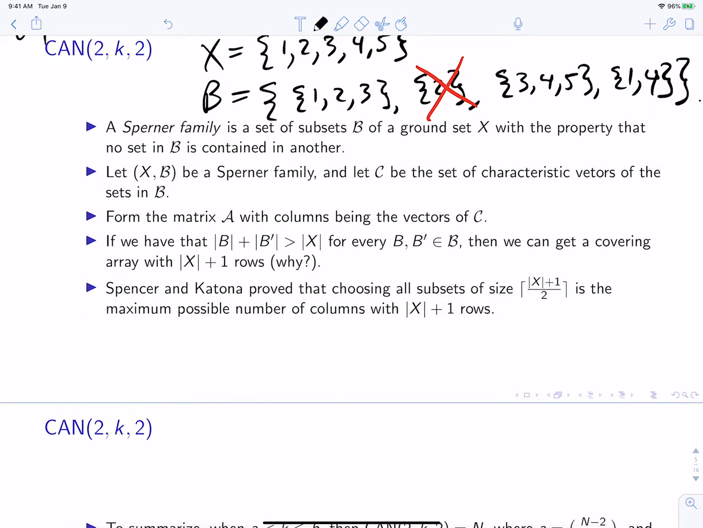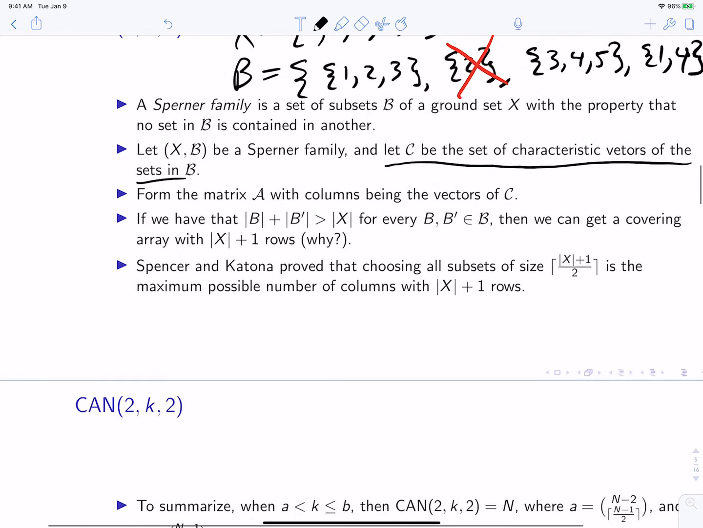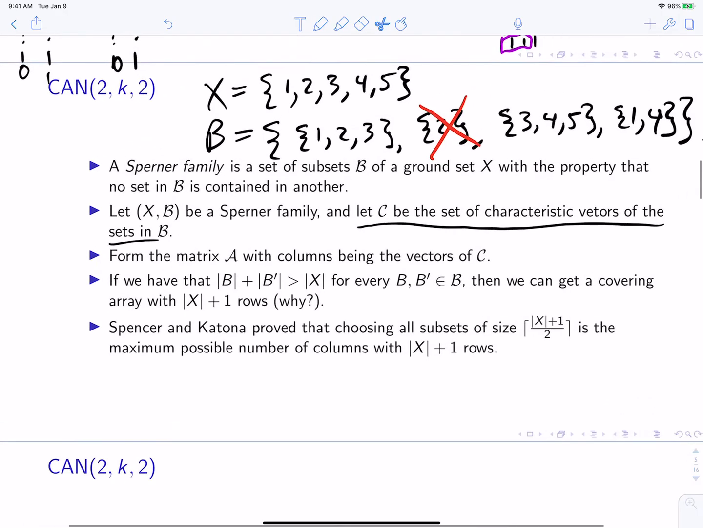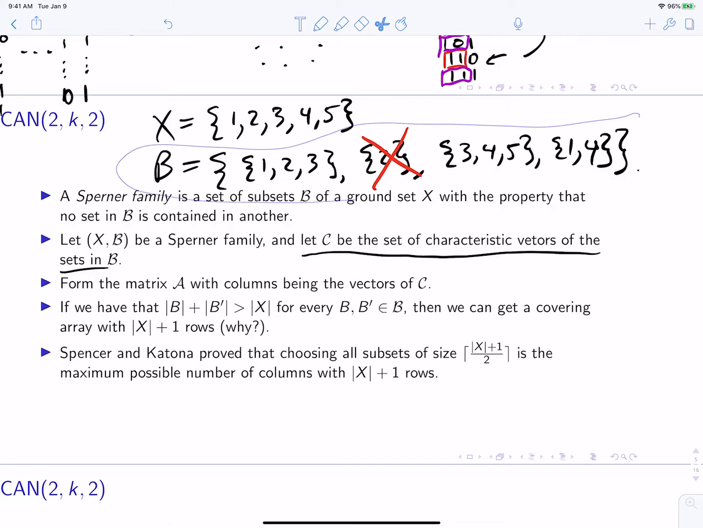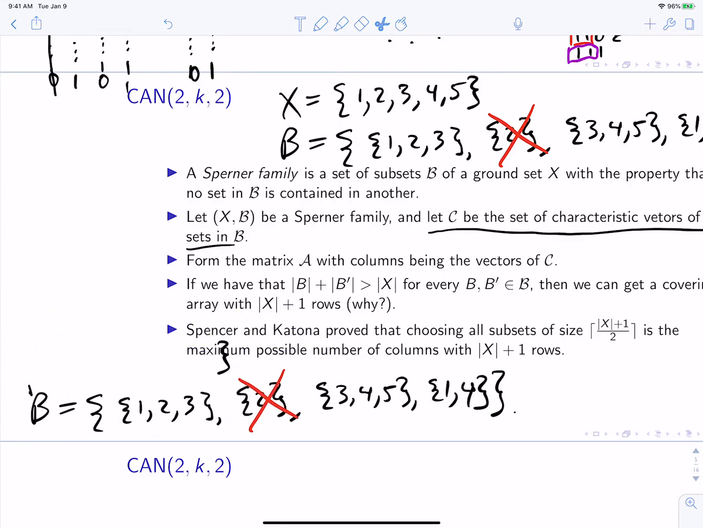So what we're going to do is form a covering array based off of the Sperner family. And you form what are called the characteristic vectors of the sets. Anyone not know what characteristic vector means? Okay, so let's do it. So here's what you do. I'm going to rewrite the set right here. So let's copy this set and move it over here.